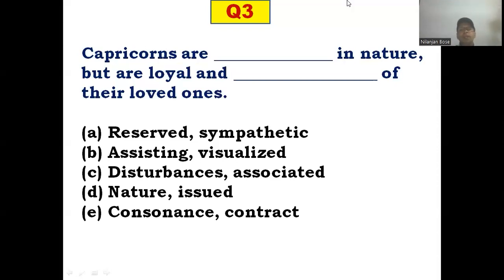Considering that, option A is the correct answer. Why? Because it is written reserved and that is adjective by nature. Now we are matching this. Capricorns are reserved in nature, but are loyal and sympathetic of their loved ones. Both the words are positive and these words are absolutely fitting. And these words can be placed in both the gaps, right? So this is the answer, option A. Now let us move to question number 4. हम लोग question number 4 को भी solve करते हैं और जान लेते हैं कि किस टाइप का उसमें question है और कैसे हम किस टाइप का approach adopt करें, right?